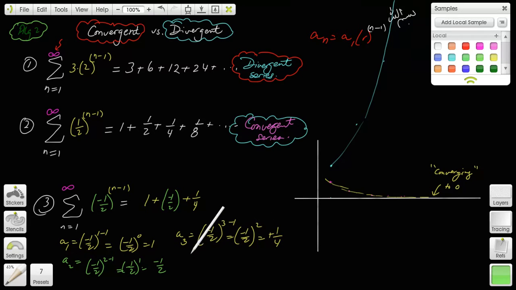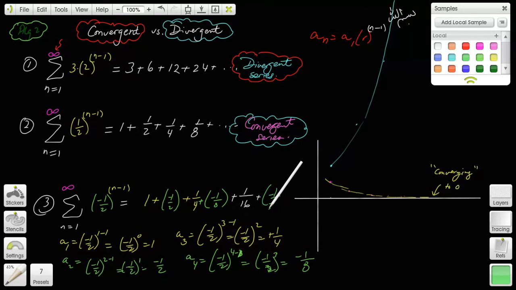And then the fourth term, a sub 4, is negative 1/2 to the 4 minus 1, that's negative 1/2 to the third, sorry, and that's a negative term, negative 1/8. So you can see the positives and negatives are alternating. The next one is going to be positive 1/16, and the next term is going to be negative 1/32. And it'll keep going like this.